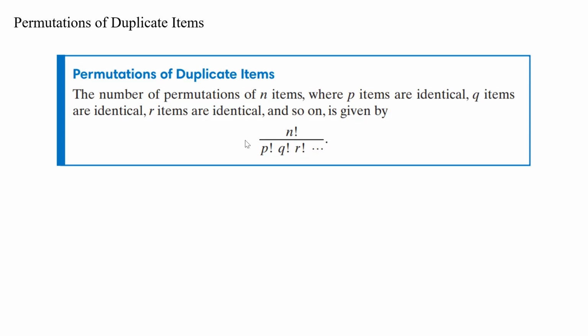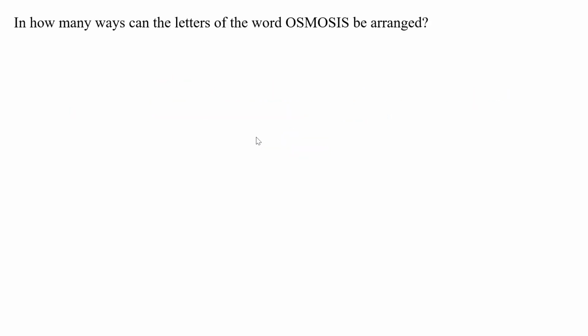So let's do one where we have a word. The word we're going to use is going to be osmosis. So first things first, we have to find out how many letters are here. So we have 1, 2, 3, 4, 5, 6, 7. So there's 7 letters. Okay. So that means n is equal to 7.